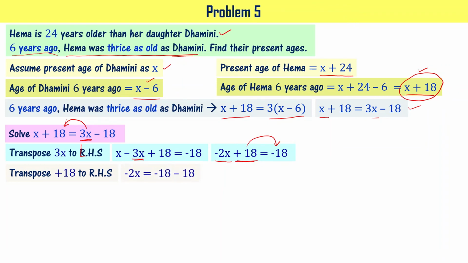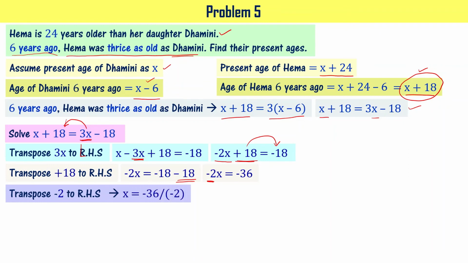So the equation now becomes minus 2x equals minus 18 minus 18. This is the one which has got transposed, right? Now, when I simplify, I can write it as minus 2x equal to minus 36, right? Since minus is there on both sides, I can drop it. Or otherwise, I can transpose minus 2 onto the other side. When I do that, what I get is x equal to minus 36 divided by minus 2, right?